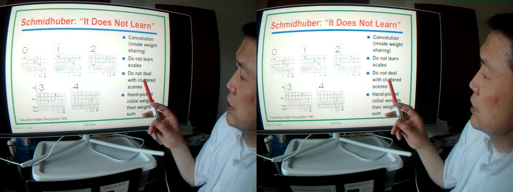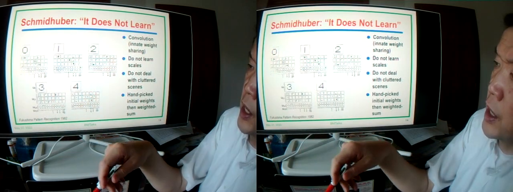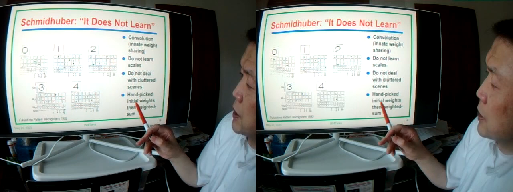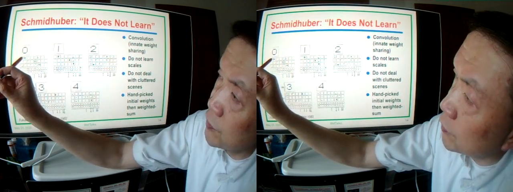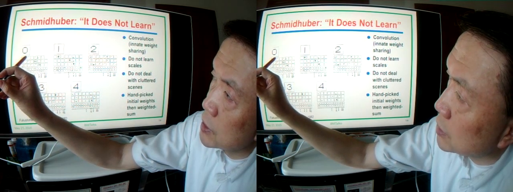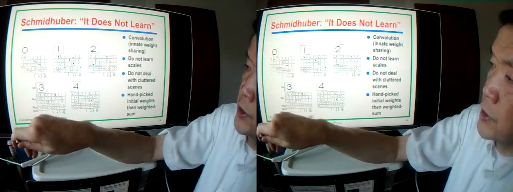And it does not deal with cluttered scenes, in the sense that you cannot have many objects in the input. And it has handpicked initial weights, then a weighted sum, meaning that the feature weights, the feature types, are handcrafted by Professor Fukushima.